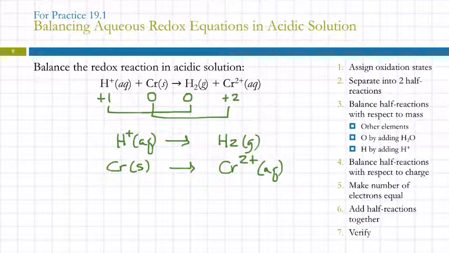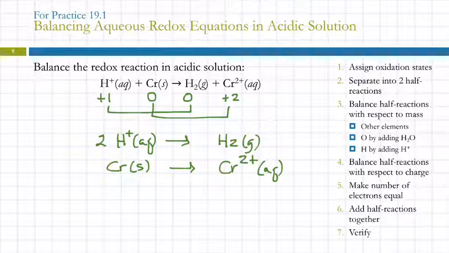Balance with respect to mass. Well, is the top one balanced with respect to mass? No. I've got H2 over here, and I only have one H here. So I'm going to balance that by putting a 2 in front of the H plus. Okay? So I got 2 H pluses, and that'll give me the 2 hydrogen atoms that can make this molecule. Down here, I've got 1 chromium and 1 chromium. That one's already balanced with respect to mass.